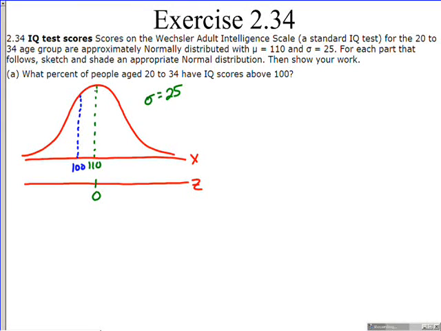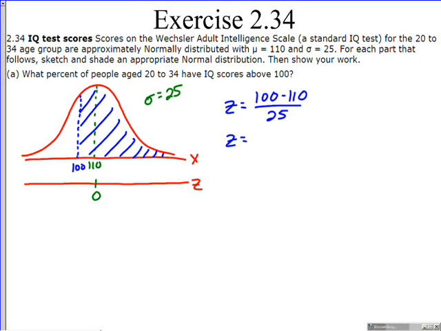So there's 100, and we would be looking for that area to the right. In order to do that, we need to find the standardized value of that score. Find your z-score. 100 minus 110 divided by 25 gives you a z-score of negative 0.4. So that's the value right down here. And now we're finding the area to the right of that z-score.